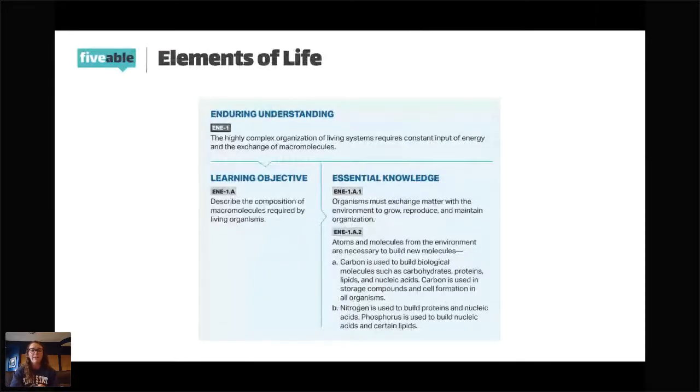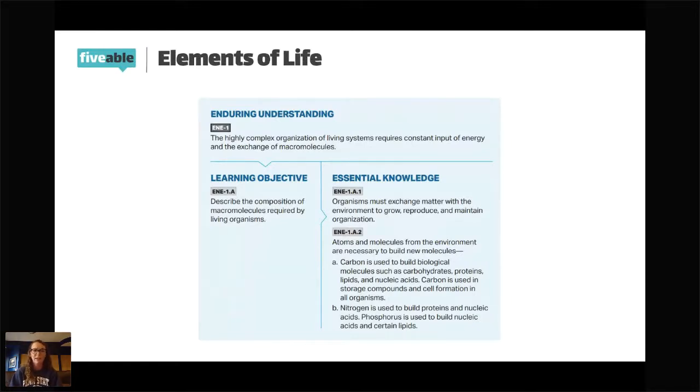Okay, so elements of life is the next general topic. And again, this is just the pacing plan that College Board goes through. You can obviously mix and match, but before you get into the macromolecules, you do need to talk about the elements that make them up.